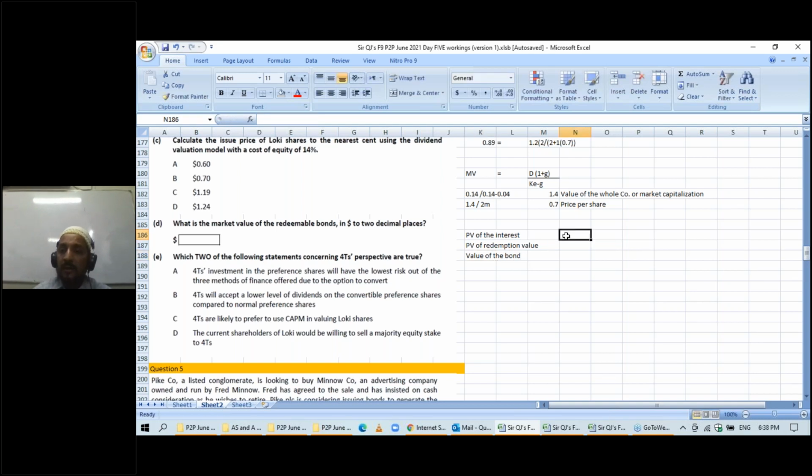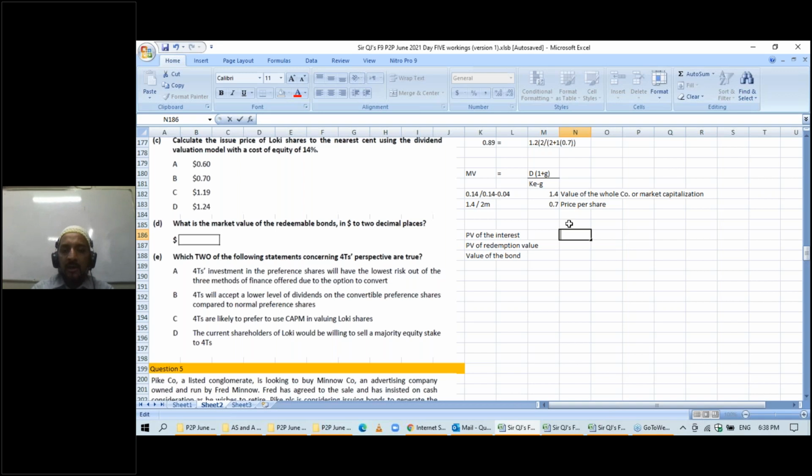So in case of interest, the bond is of $100 usually, and multiplied by 5%, which is the coupon rate, gives you the interest. And this bond is for 4 years. So take an annuity fraction and the rate of return is 6%.